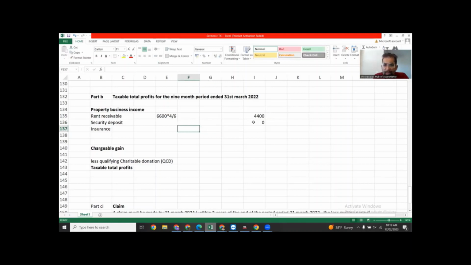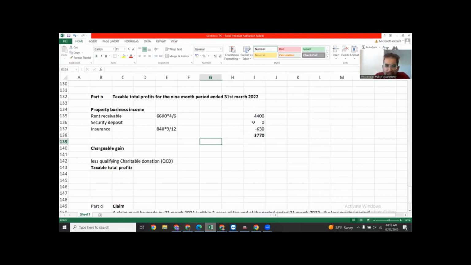But now they gave you insurance of 840, but that 840 was for 12 months. So multiply it by 9 by 12. So this will be I think 630. Okay. So let's calculate this. This is going to be your property income.